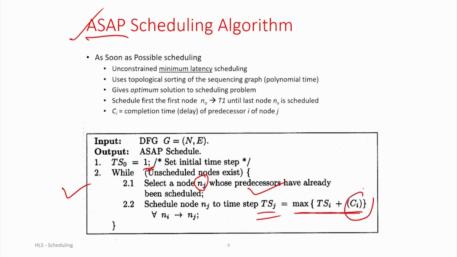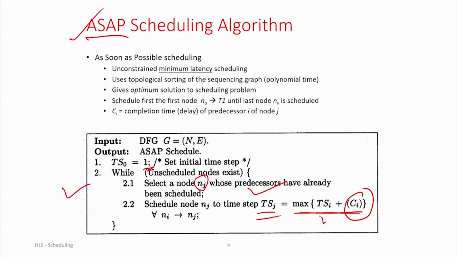Ci is the number of time steps it takes to execute that particular operation i. We will discuss this more. So far we assume that all operations are single cycle operations, that means an operation can be scheduled in one cycle only, but there may be some operations which need more than one clock step. We will discuss that later.